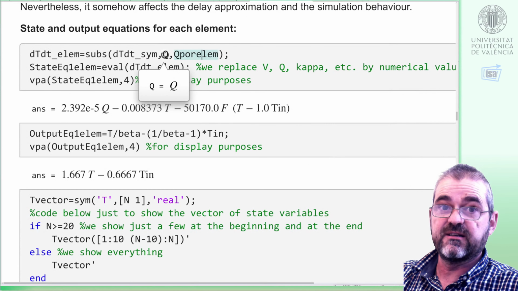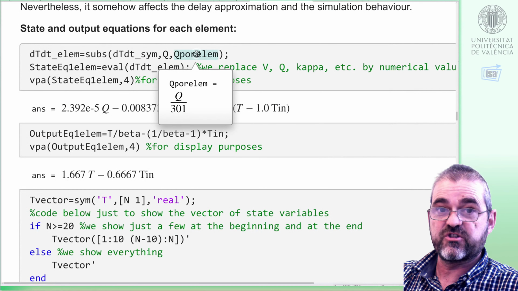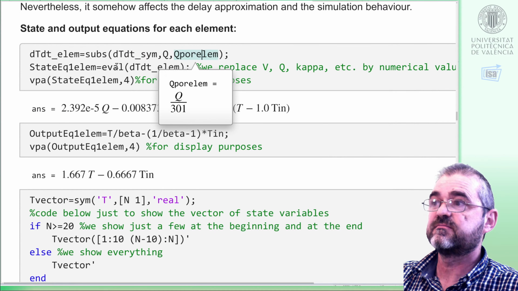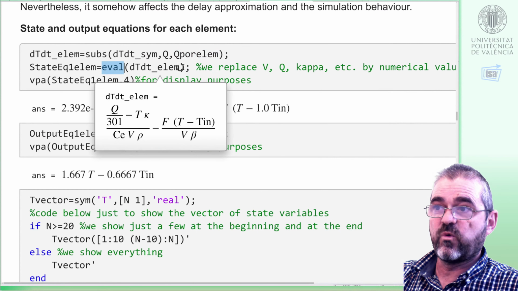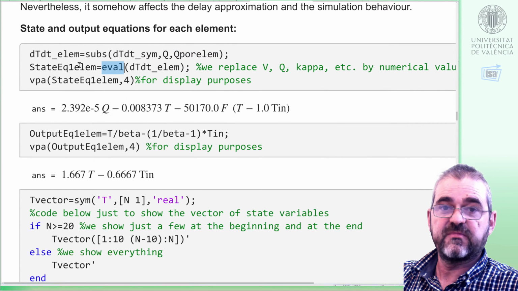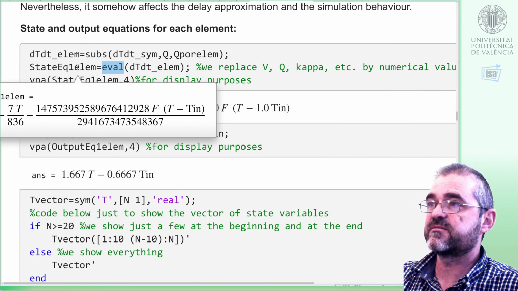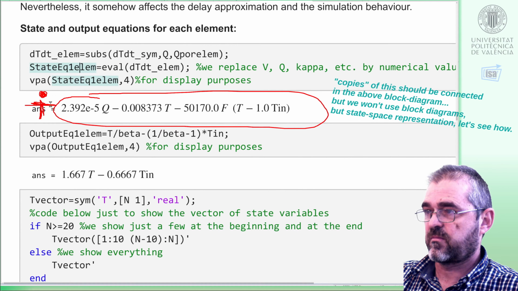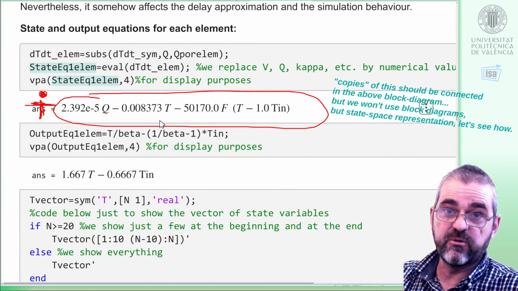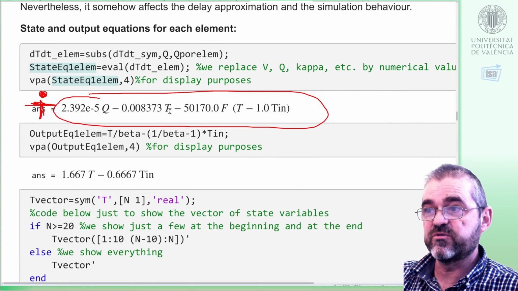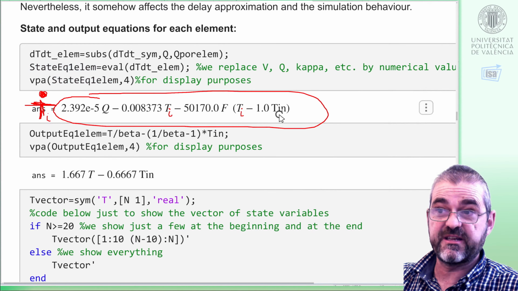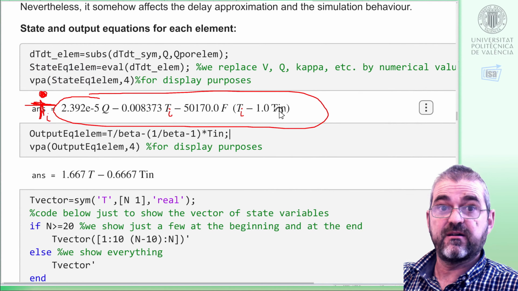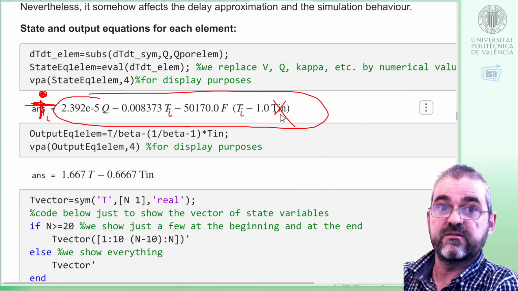but instead of the total heat, we will just put the heat per element, and with the eval command, we will replace numerical values instead of symbolic constant parameters. So the state equation for one element will be this thing, temperature derivative. However, as we'll have many elements, we will need to put an index here for each of the elements, and we need to replace the inlet temperature by the outlet of the previous one. So this needs to be changed. Let us do it with the symbolic toolbox.